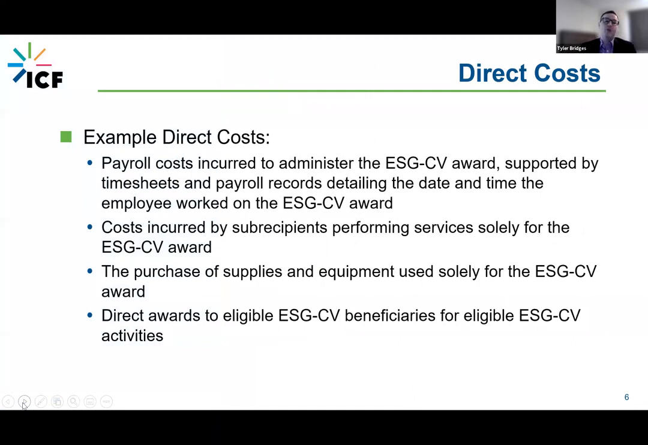Put another way, direct costs are those costs incurred specifically for the ESG CV award and are not otherwise treated as indirect costs. Examples of direct costs include payroll costs incurred to administer the ESG CV award, supported by timesheets and payroll records detailing the date and time the employee worked on the ESG CV award, costs incurred by grantees' subrecipients performing services solely for the ESG CV award, the purchase of supplies and equipment used solely for the ESG CV award, and direct awards to eligible ESG CV beneficiaries for eligible ESG CV activities.